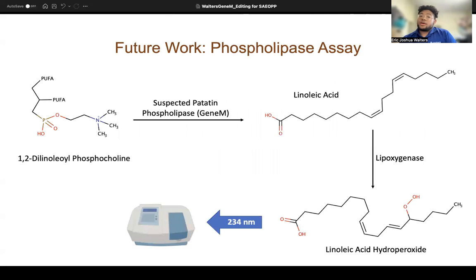So our future work is a phospholipase assay. Since we think it's a betatin, we're going to use a phospholipid. We're going to cleave it, which is going to give us linoleic acid. And then we're going to, once again, oxidize this to create a linoleic hydroperoxide. And that should absorb at 234 nanometers. And that'll tell us if it's a betatin.